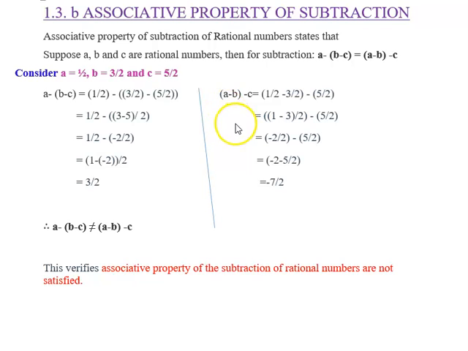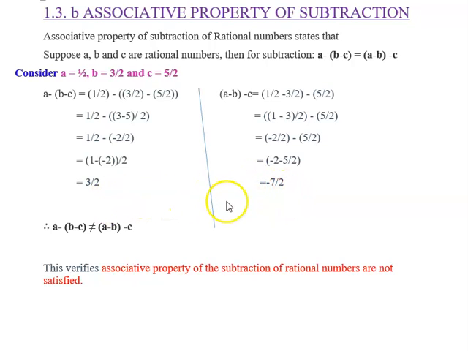Now we will see the right hand side, that is (A minus B) minus C. First we will do A minus B, then we will subtract that with C. So A minus B. See, the denominator 2 is common, so we are taking it out and subtracting the numerators. That is 1 minus 3 divided by 2. So 1 minus 3 is minus 2 divided by 2. We are subtracting that with C, that is 5 by 2. The denominator 2 is common, so we are taking it out. Now we are subtracting the numerators, that is minus 2 minus 5. So that will become minus 7 by 2. So (A minus B) minus C is minus 7 by 2.